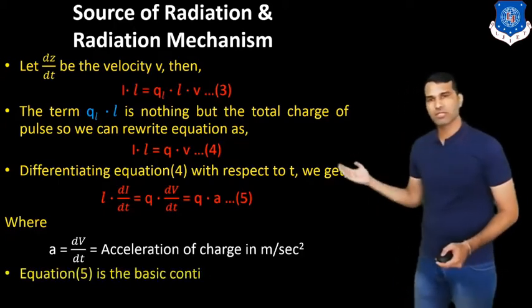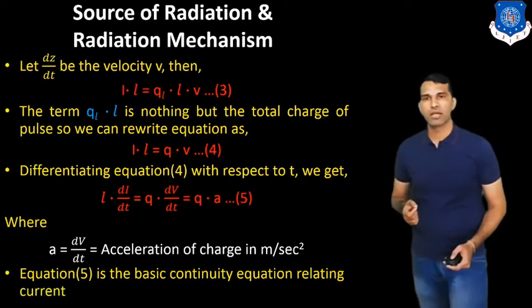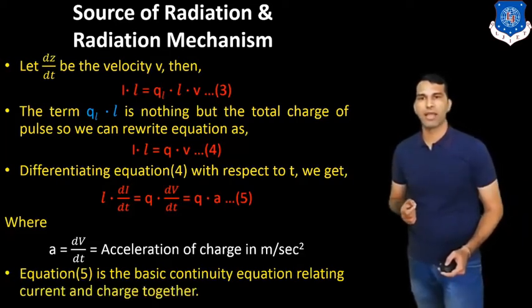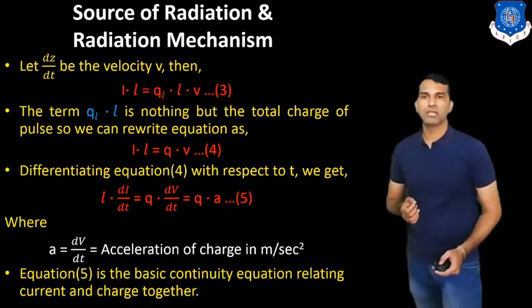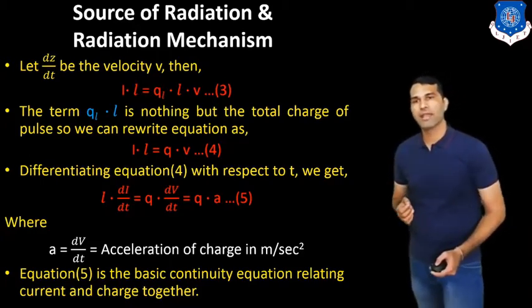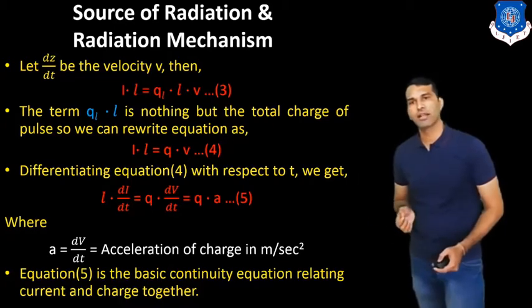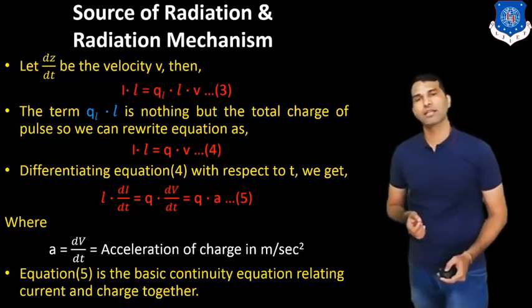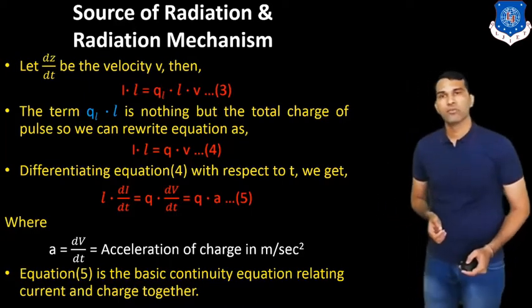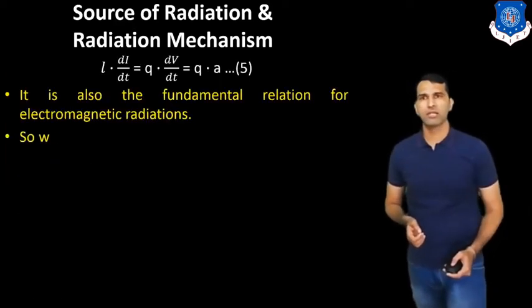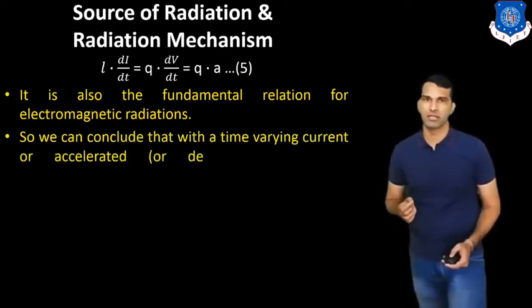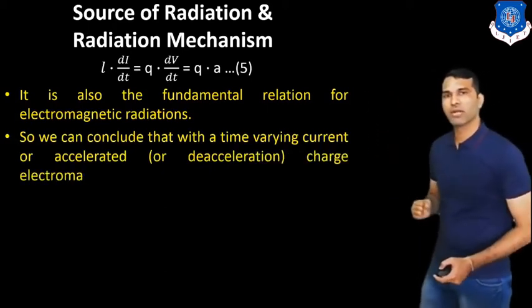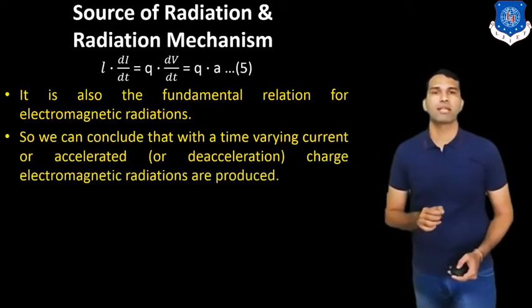Equation number 5 is the basic continuity equation relating current and charge together. Here I indicates current and Q indicates charge. This equation is also the fundamental relation for electromagnetic radiation.